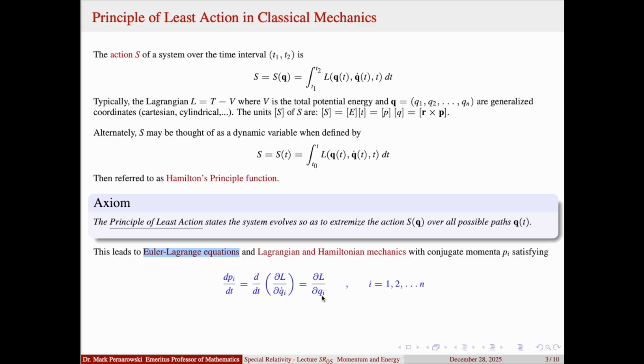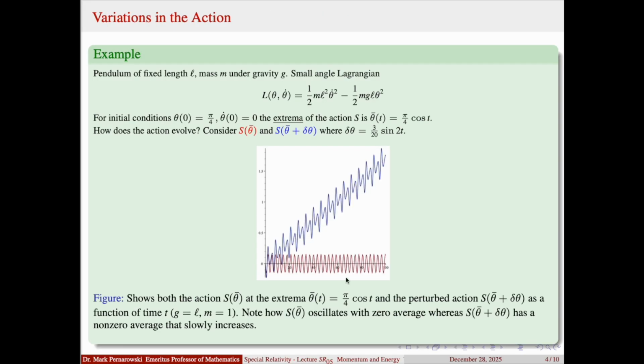So what's next? Well, what does this look like in reality? It's quite an abstract concept. I'm putting up one example here. For small angles, if you have a pendulum that's swinging with a mass m under gravity g, and you look at a small angle formula for the Lagrangian, you can compute it. And let's not worry about how we got that, but this is basically kinetic energy minus potential energy.